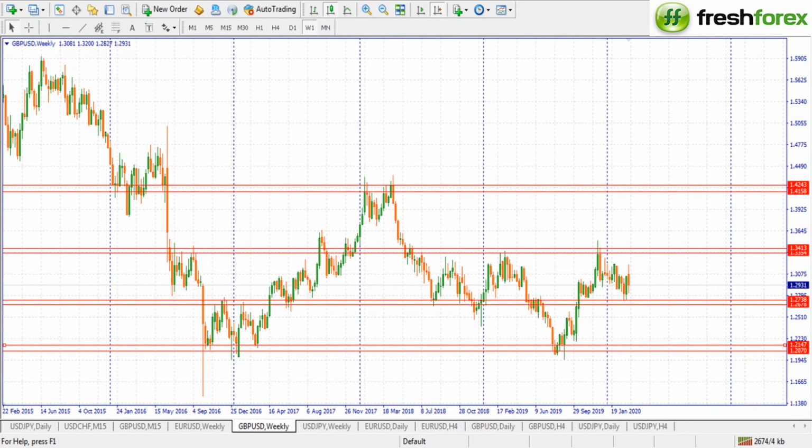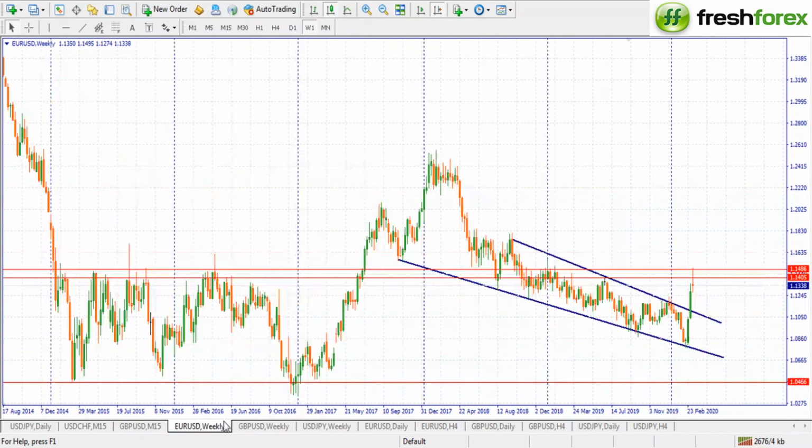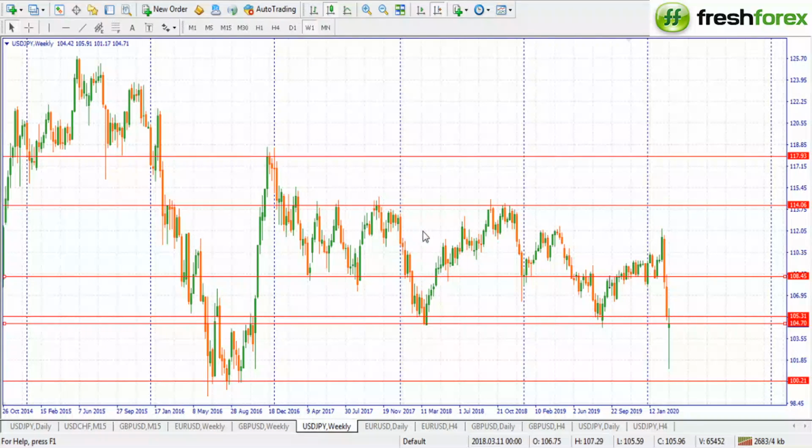So the next thing, which is this EURUSD, we have a level here 1.1486, and then USDJPY we have 117.93, 114.06, 108.45, 105.31. The last one is 100.21.